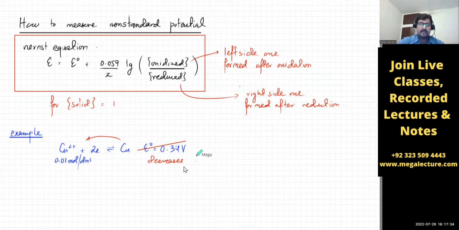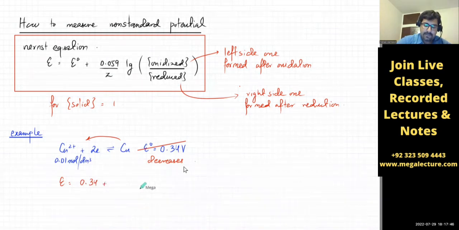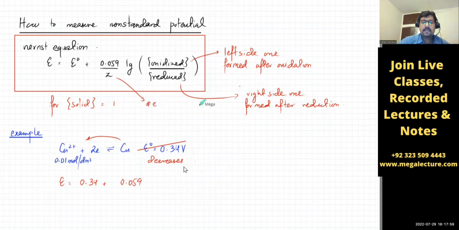Now let's calculate the new potential. We're going to use the Nernst equation. E is equal to E naught, where E naught is 0.34, plus 0.059 over Z. That's a Z. I forgot to tell you what Z is. Z is the number of electrons in the equation, which in this case is 2.